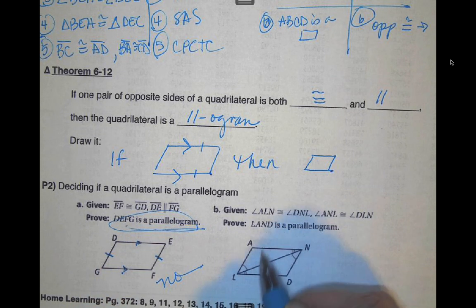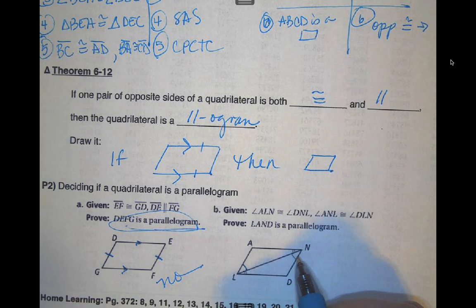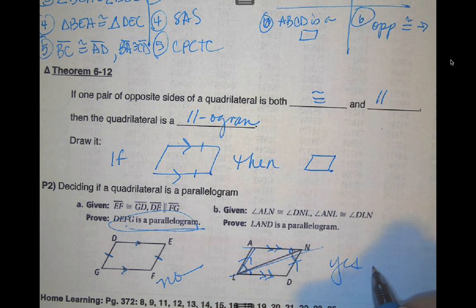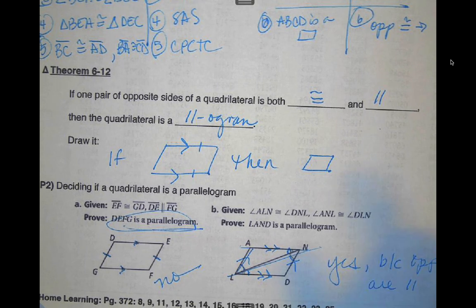And then this one says this is congruent to this one. So if those two are congruent, then this is parallel to this. And if these two are congruent, then this is parallel to this. So yes, this is parallel because opposite sides are parallel.